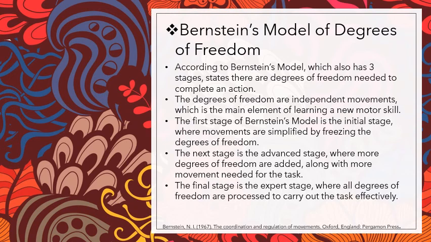According to Bernstein's model, which also has 3 stages, there are degrees of freedom which are needed to complete an action. The degrees of freedom are independent movements, which is the main element of learning a new motor skill. The first stage is the initial stage where movements are simplified by freezing the degrees of freedom. The next stage is the advanced stage, where more degrees of freedom are added, along with more movement which is needed for the task. Finally, the last stage is the expert stage, where all degrees of freedom are processed to carry out the task effectively.